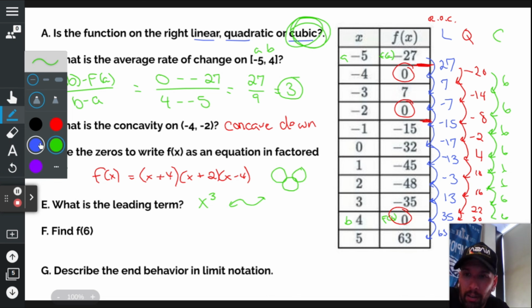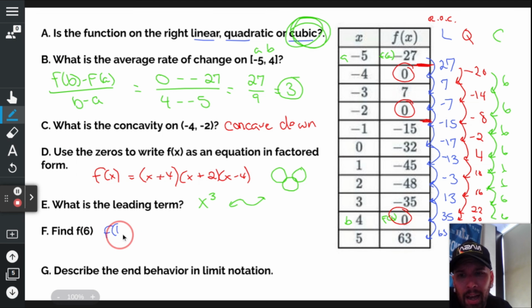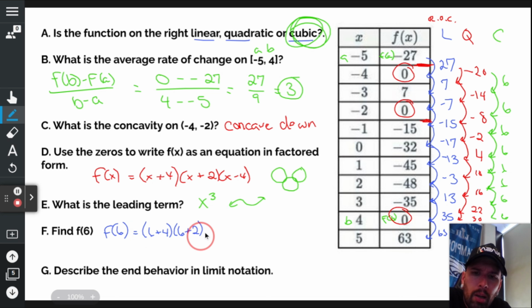What now? F of 6. Okay, so I don't have 6, but you know what I could do? I could either try to find patterns, or since I found out what f of x equals, I'll just find f of 6 this way. I'll just plug 6 into there. So I have 6 plus 4 times 6 plus 2 times 6 minus 4. That's going to give me 10 times 8 times 2, which is 180. Nope, regular 80 times 2, 160.